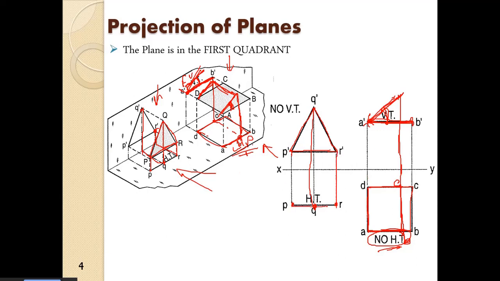So we have the horizontal trace of the plane PQR. We write HT so that we can differentiate between a line and a plane.